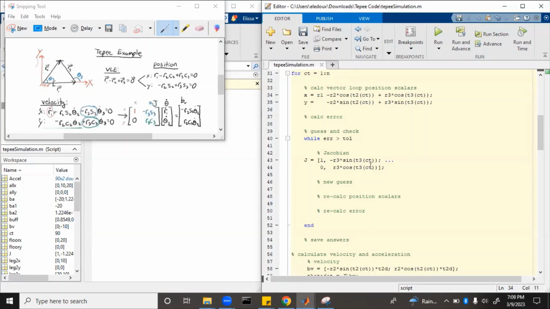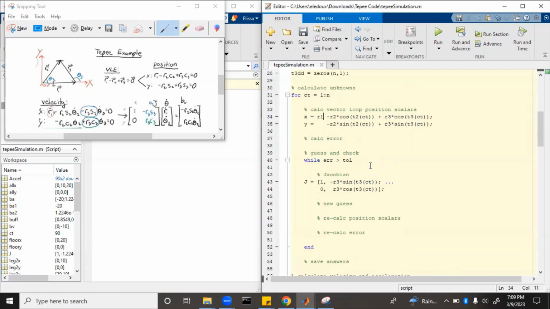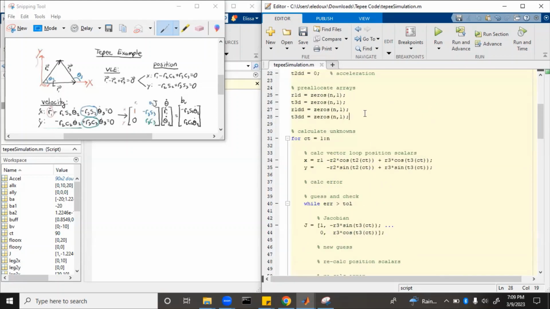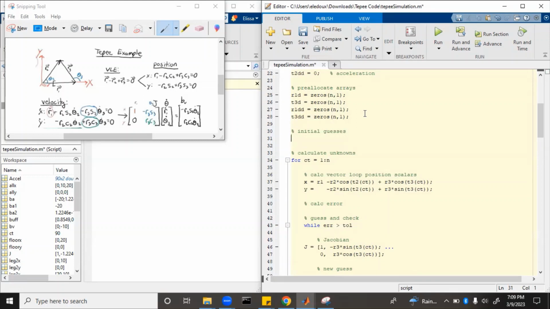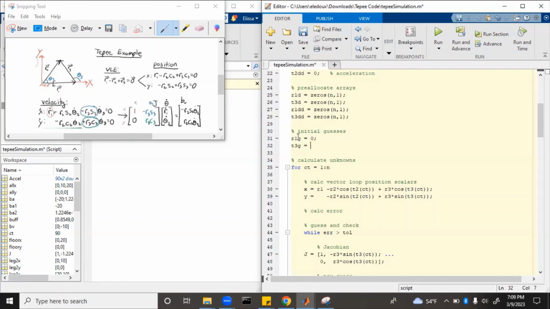We have to guess. So that's back with figuring out our first guess. We need to go up here and make initial guesses. So when we start, the TP is completely vertical. So if we look at this picture over here, when the TP is completely vertical and R2 and R3 are touching at both ends, R1 is going to be about 0, and T3 is going to be about 90 degrees. So let's make those guesses here. R1 guess equals 0, and T3 guess equals pi over 2.